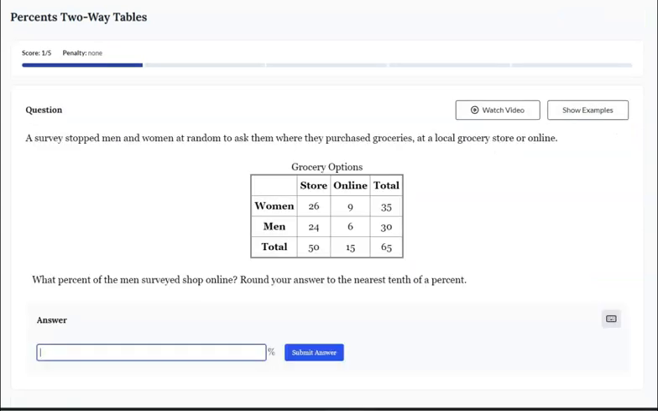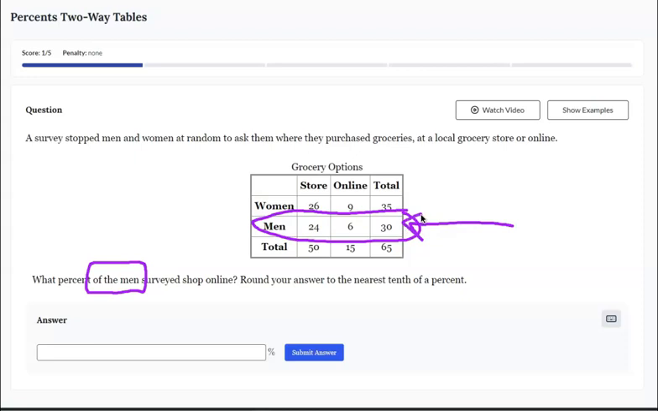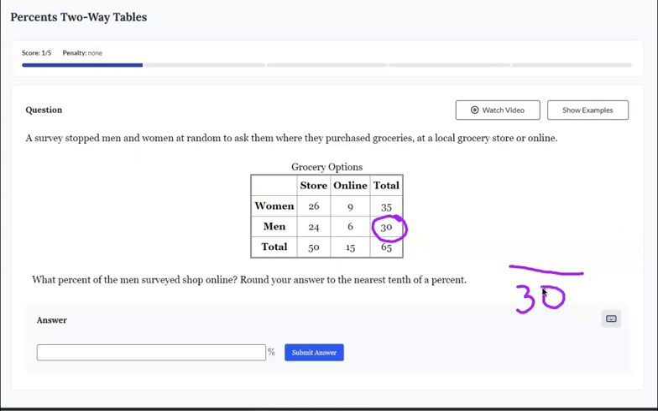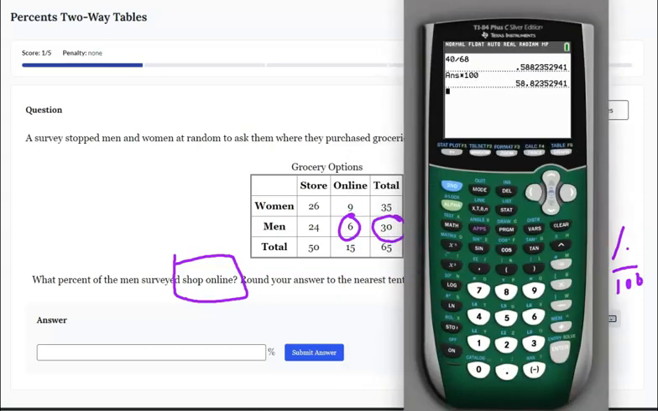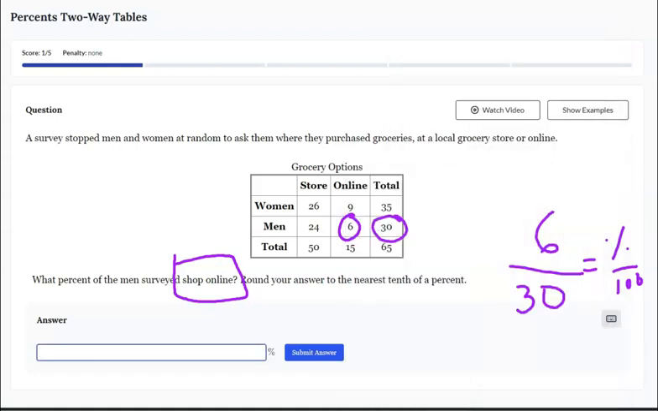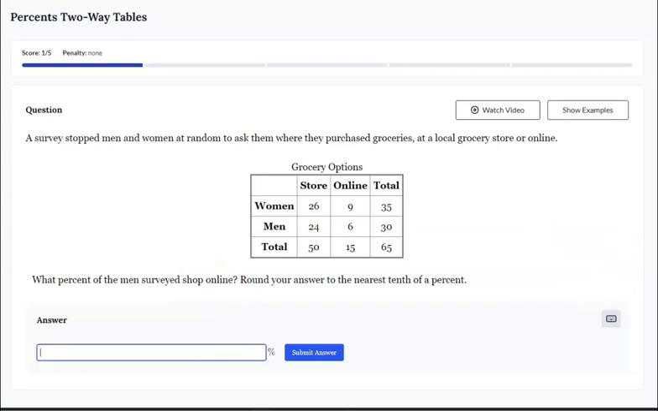Let's try that again. What percent of men? So we need to know how many men were surveyed, and this one already has a total column. So this is the total number of men. What percent of them surveyed shop online? So that would be 6. 6 out of 30 is what percent? So again, I'm going to divide 6 by 30 and then times it by 100. 20% of the men surveyed shop online.